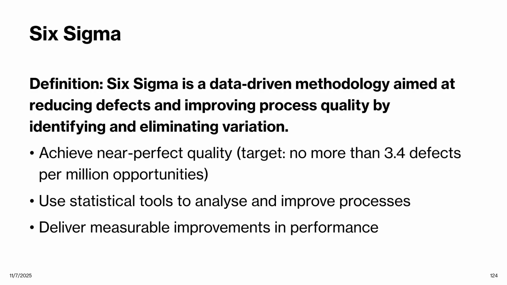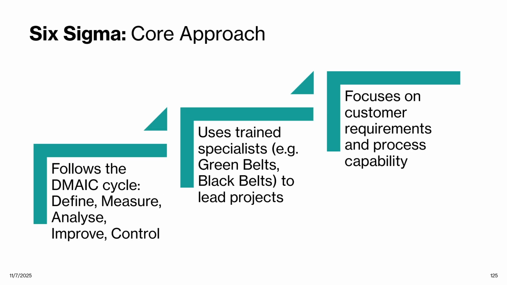So Six Sigma is a data-driven methodology aimed at reducing defects and improving process quality by identifying and eliminating variation. So Six Sigma achieves near perfect quality, so no more than 3.4 defects per million opportunities. So Six Sigma uses statistical tools to analyse and improve processes. It's also used to deliver measurable improvements in performance.